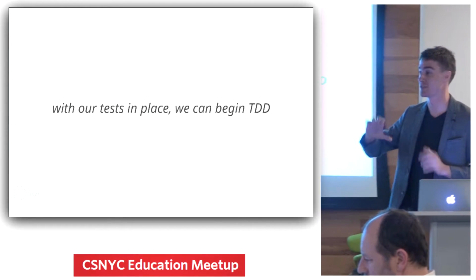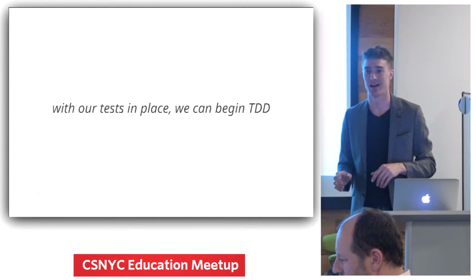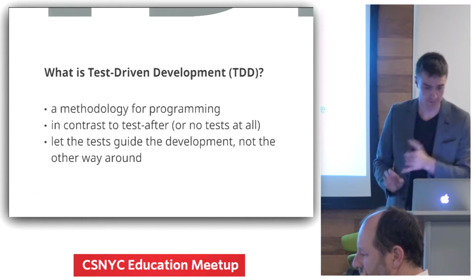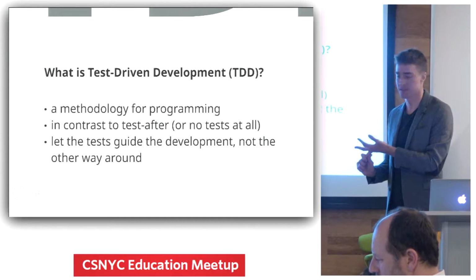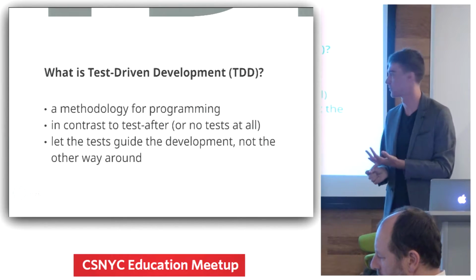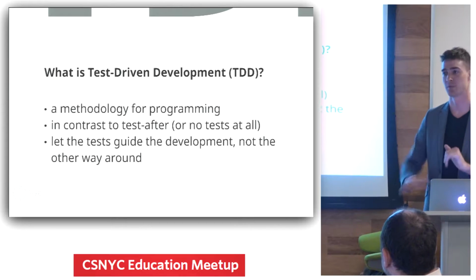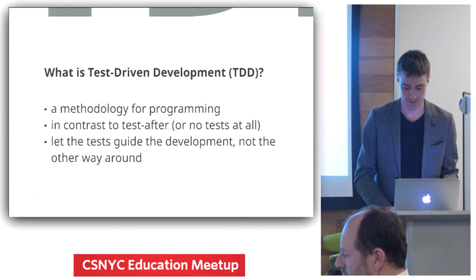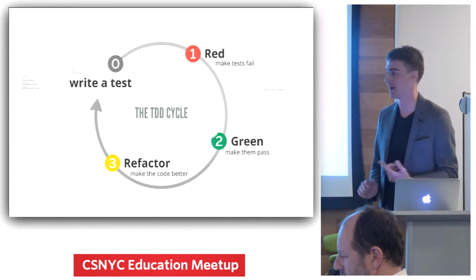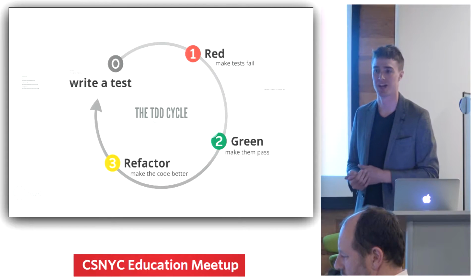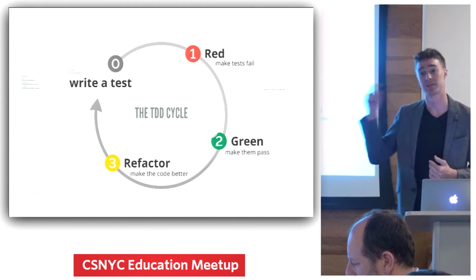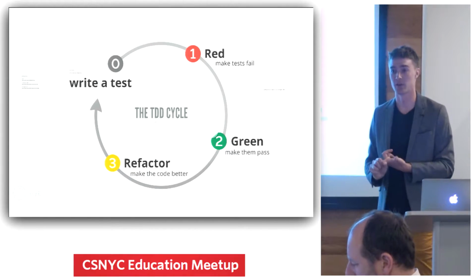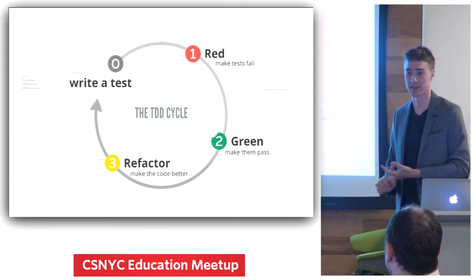Let's talk briefly about the TDD theory and how this applies to software. So test-driven development, as I mentioned in the beginning, is a methodology for programming in contrast to more classical ways where you test after or you don't test at all, and it lets the test guide the development. It's usually defined by this cycle called red-green refactor. It's a 3-stage cycle that in TDD you're supposed to do over and over again. So you start with a test, you make it go red, you make it fail, then you make it pass.